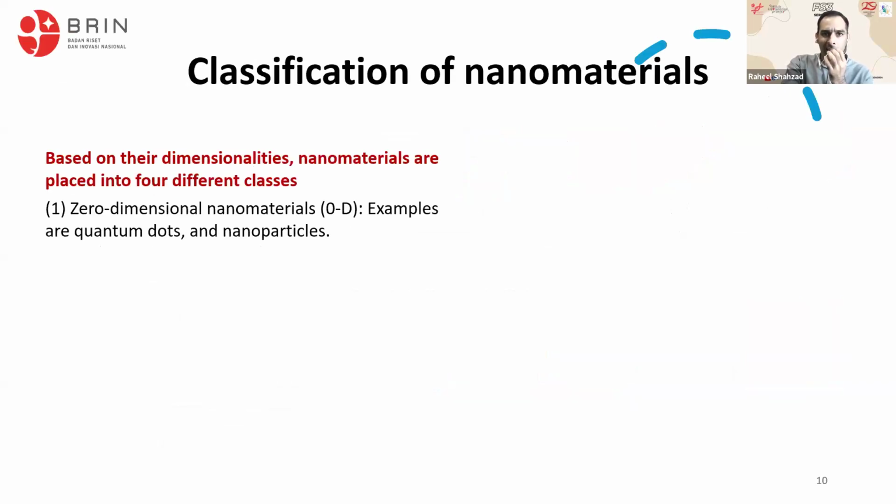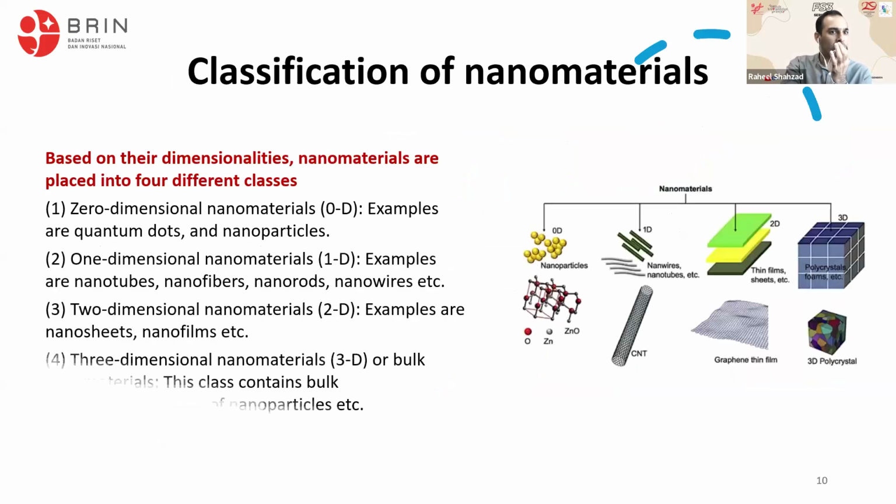If we classify nanomaterials, they should fall from one dimension to three dimensions, from zero dimension to third dimension. But if you specifically talk about nanoparticles, then they fall into zero-dimensional nanomaterials, or 0D.